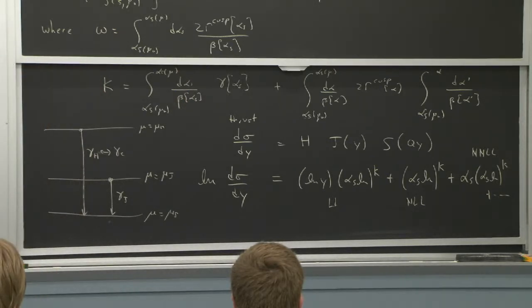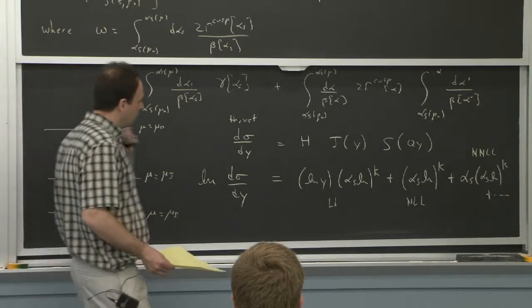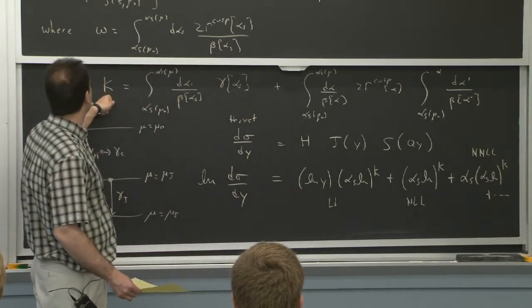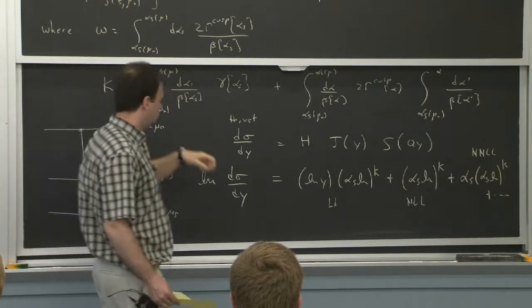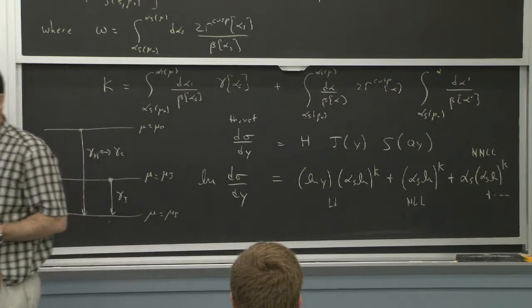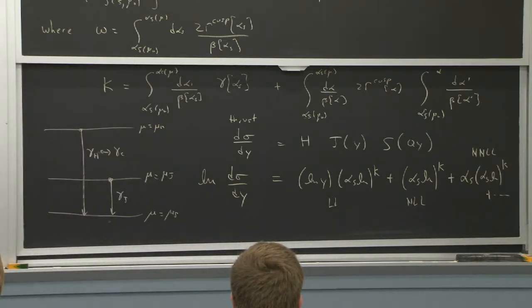Okay? And so you supplement that resummation, which comes from this k and this omega in general. You supplement that with fixed order calculations of the h and the j and the s, and that gives you a complete cross-section at some order in resummed perturbation theory.